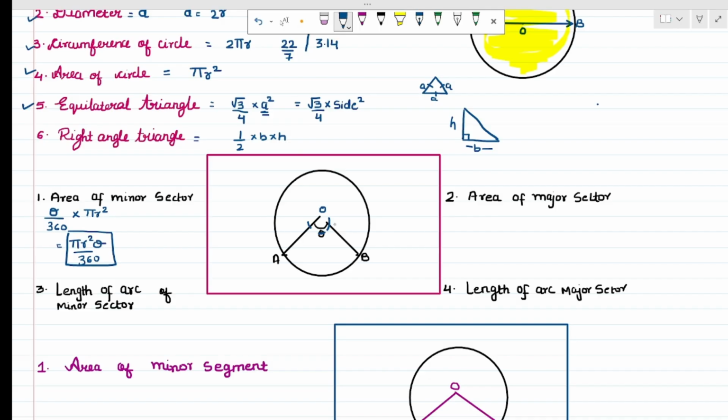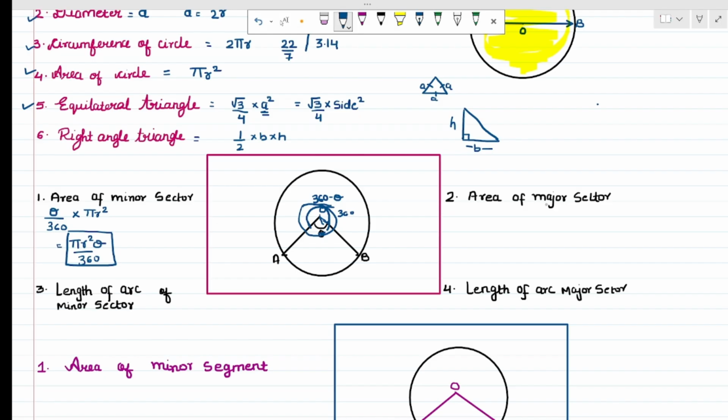Next is the area of major sector. How will you find the area of major sector? I need to know this part of my angle. If this is my theta, I can consider this as 360 minus theta. How so? Because the whole angle over here is 360. So angle AOB is given as theta, then the rest can be considered as 360 minus theta.